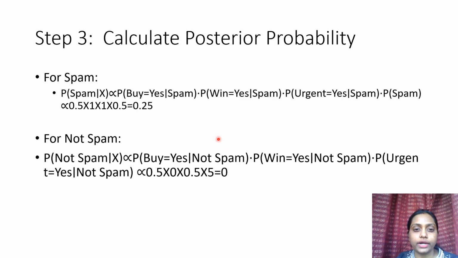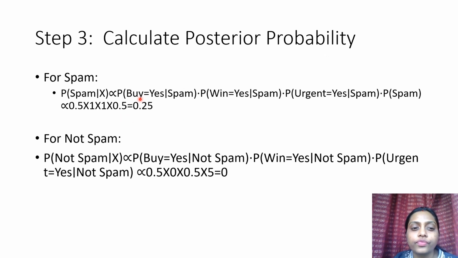Now let's calculate the posterior probability. Posterior probability means using the posterior probability we will get our answer. Now what is our question? If I remember, in the three conditions we have yes. That means our buy is yes as well as win is yes as well as the urgent feature is also yes. That means one particular mail contains these three terms.